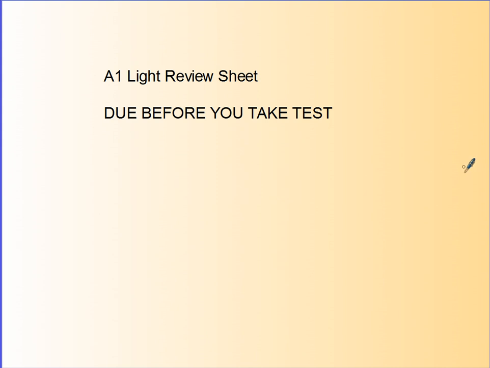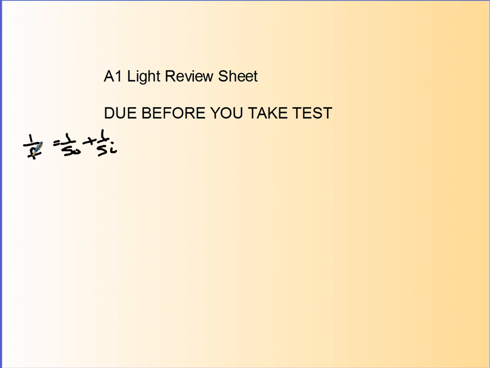All right, let's review, do your review sheet. Remember, this is due before you take the test. Now, the primary formula you're going to use is 1 over f is 1 over so plus 1 over si. And in general, you're going to be solving for the image distance.